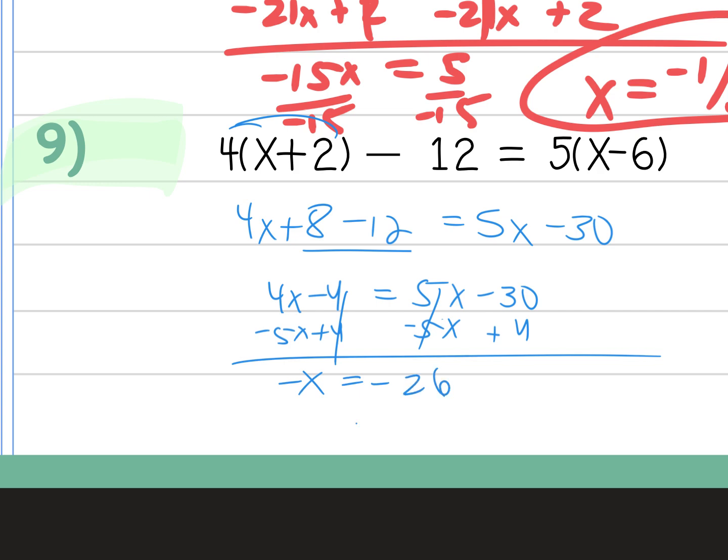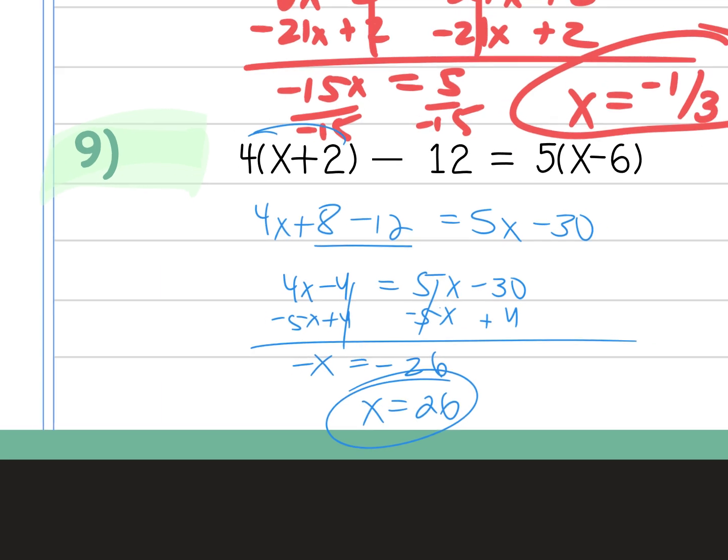-26. So what does x equal? Positive 26. You cannot leave a negative variable. If you come out with a negative variable, then you have to divide by -1. Everybody with me? Okay, scooting along.